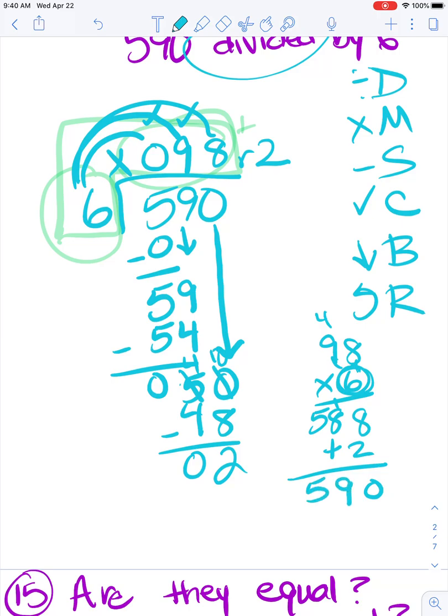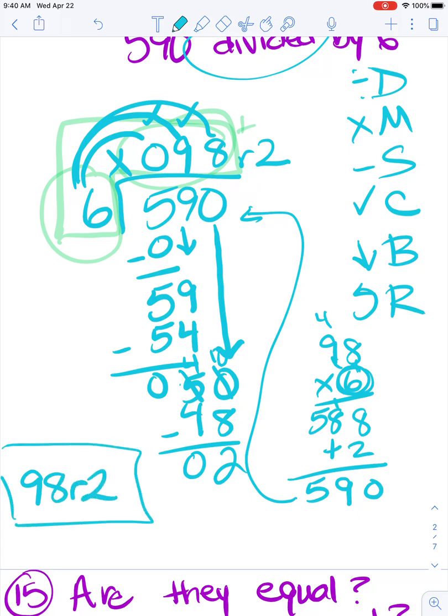When we do that, we get 590, which matches our dividend, which is what we started with, so we did it right. So our answer is 98, remainder 2.